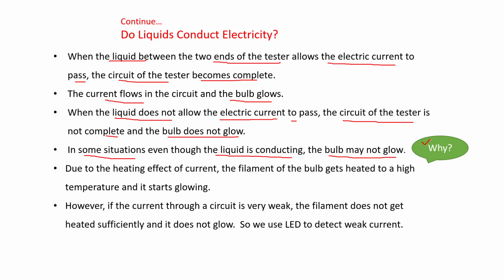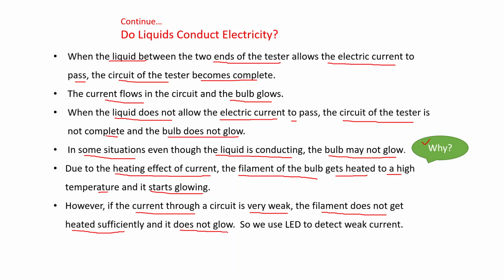Now why? What may be the reason? As we know, why is this bulb glowing? Due to the heating effect of current. When we pass the current, then heat is generated, and due to this heat, the filament of the bulb gets heated to a high temperature and it starts glowing. However, if the current through a circuit is very weak, the filament does not get heated sufficiently and does not glow. Clear?